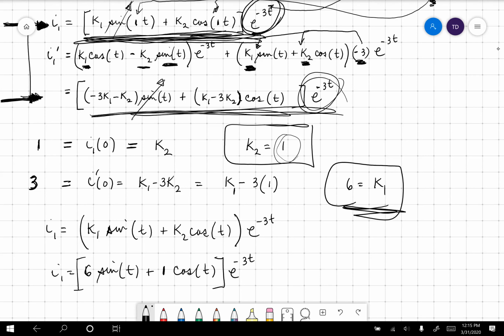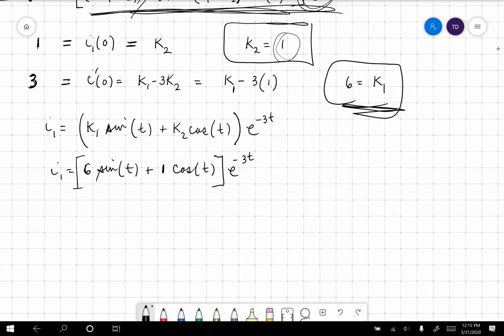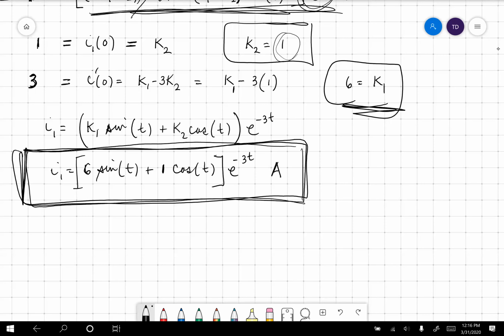Because this is a current, as I quoted in the problem, we can put the unit in as amps. Normally we don't just use the initial conditions to solve directly for K1 and K2. We wait for the forced response to be added in there. But in this case, there was no forced response. So the total solution that we had was just the same as the homogeneous solution.